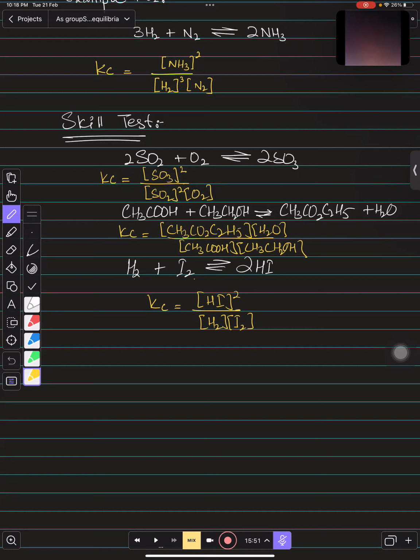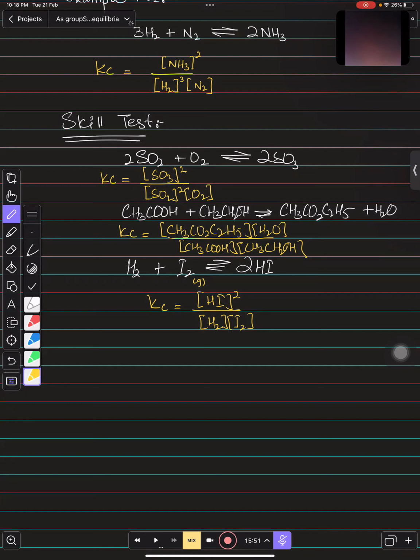In this equation, this iodine is actually gaseous. That is why we are writing it in this expression. Otherwise, we are not going to write the solids in these equations, right? You need to keep them out. Solids are not part of equilibrium expressions, right?